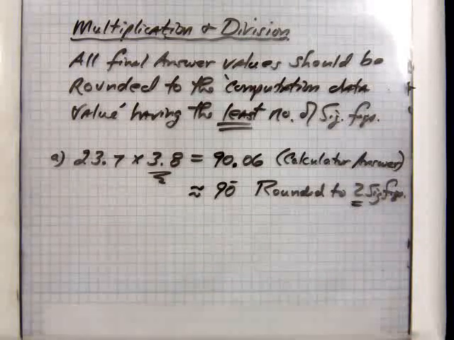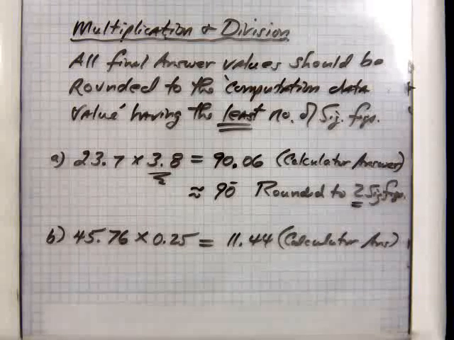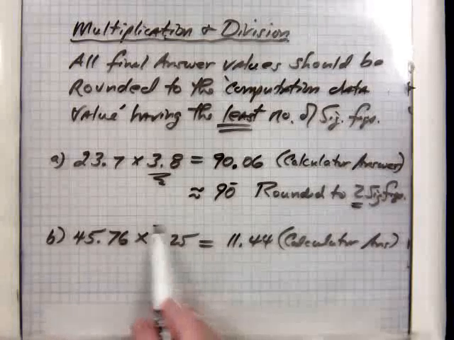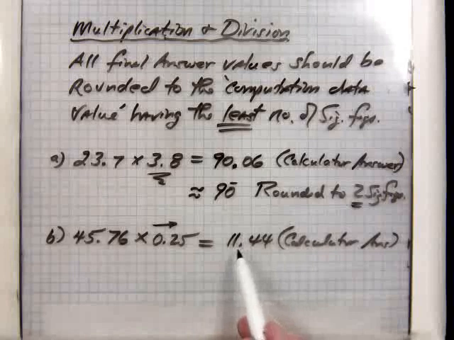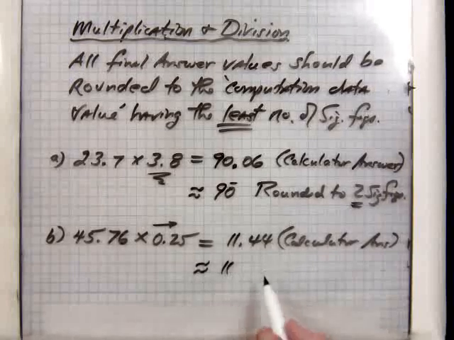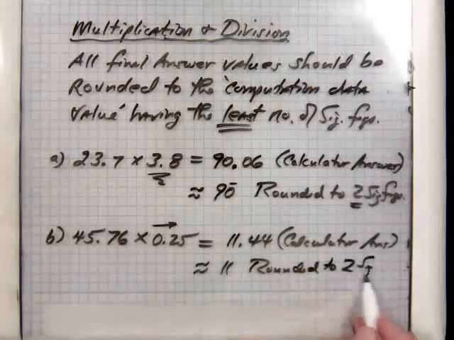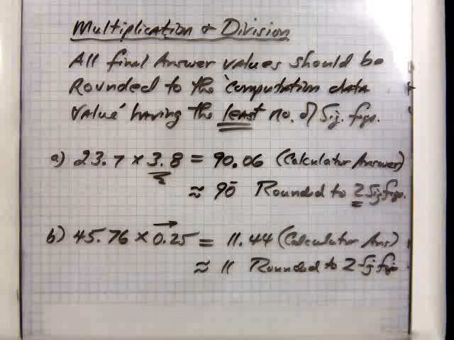So going to another one, in this problem, 45.76 times 0.25 equals 11.44. But as we look at the computation, which of these has the least number of sig figs? Well, obviously this one only has two significant figures counting left to right, so this would need to be rounded to 11, which is two sig figs. So that's in essence the nature of multiplication. Well, the same is true for division.